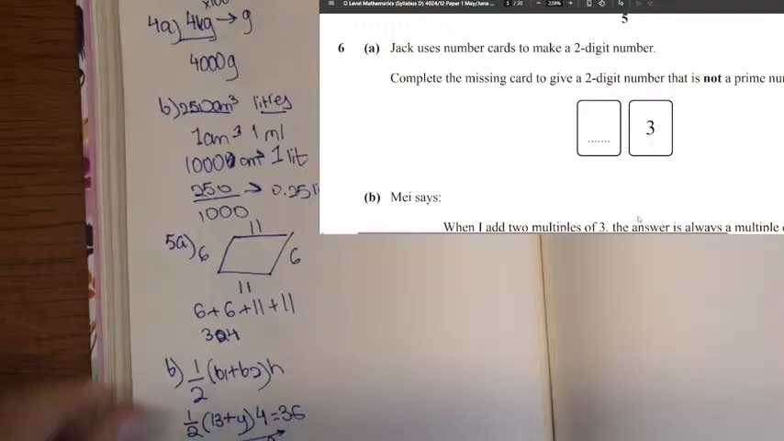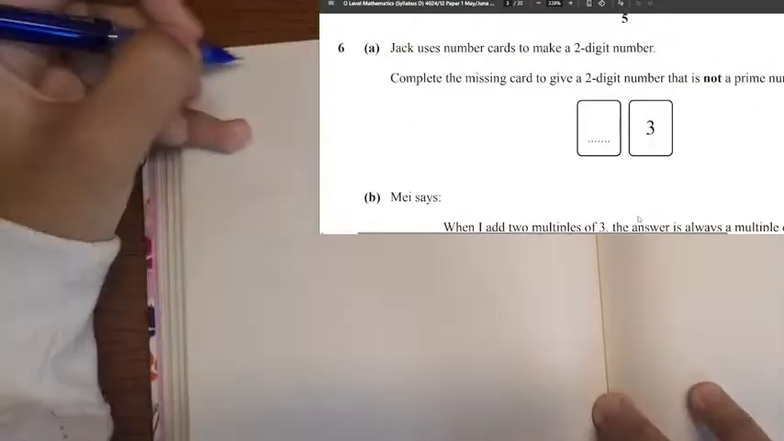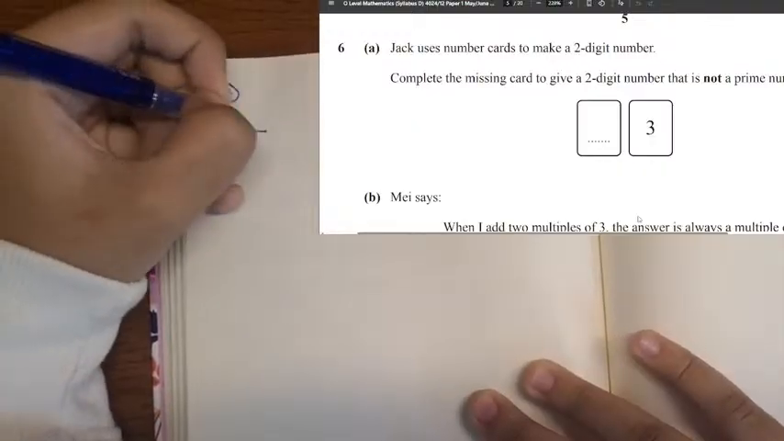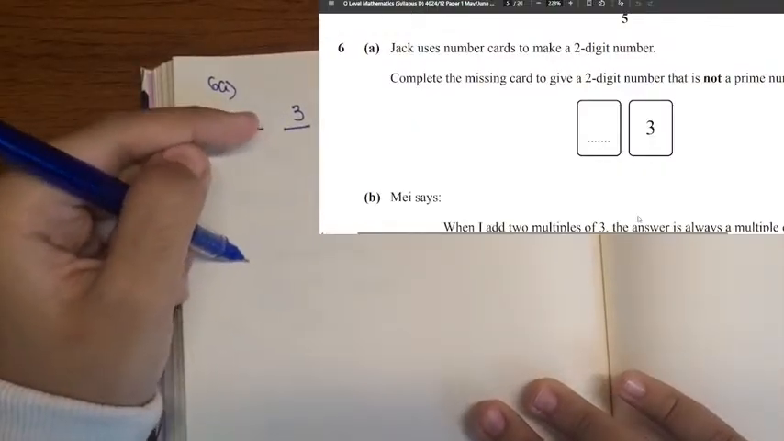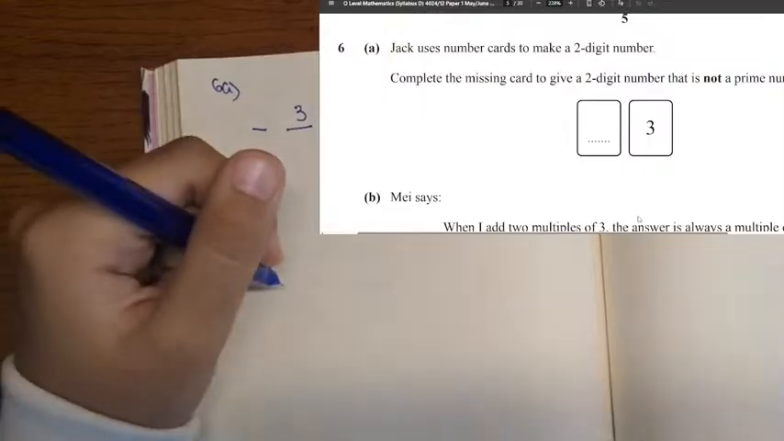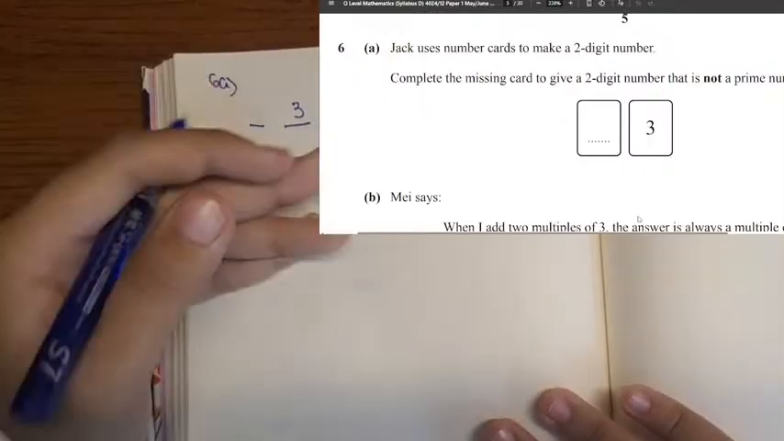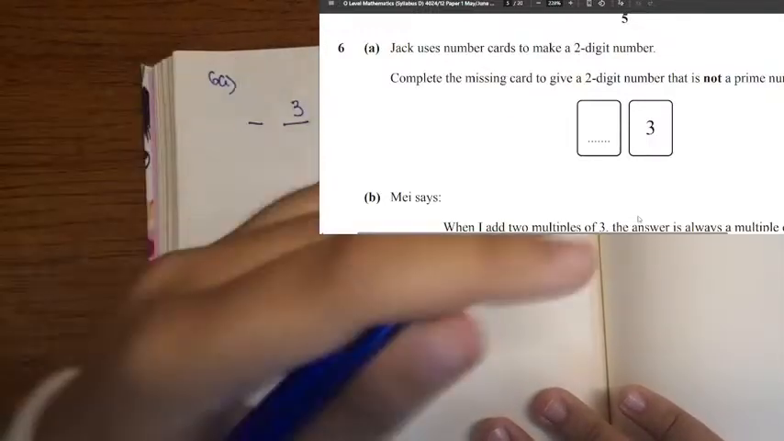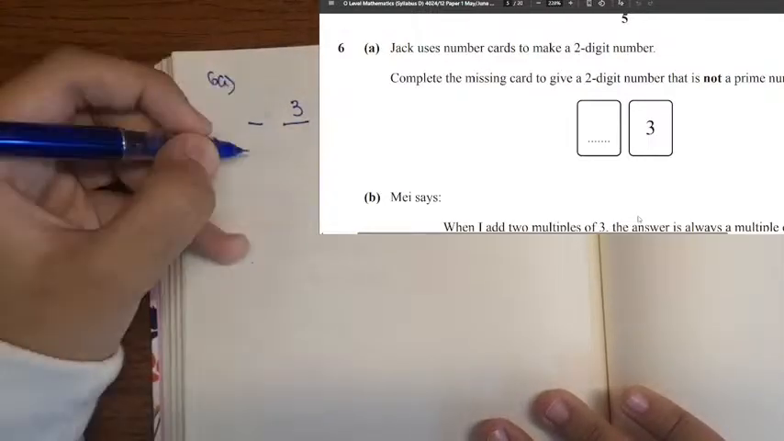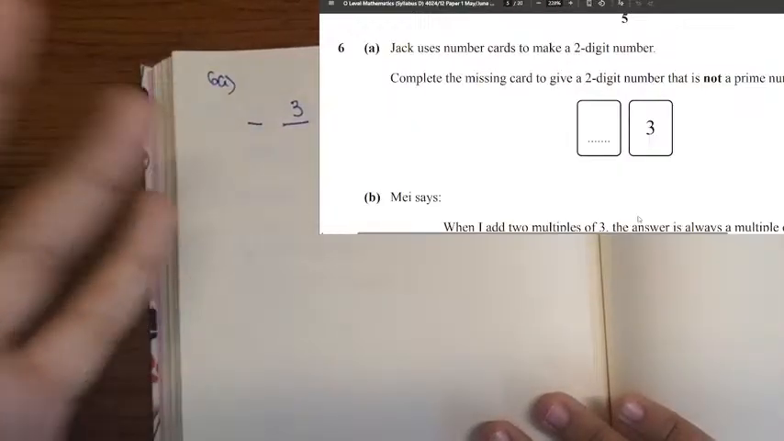Okay, the next question that we have is one of a basic prime number series. So we're given two blanks. One of these has 3 in it, already given out for us, and they're saying to complete the given missing card to give a two-digit number that is not a prime number. Now the thing with 3 is that a lot of two-digit numbers that end with 3 are prime numbers. So in order to remove that doubt, what we can do is basically just make this into a number that's divisible by 3. In this way, it cannot be a prime number.